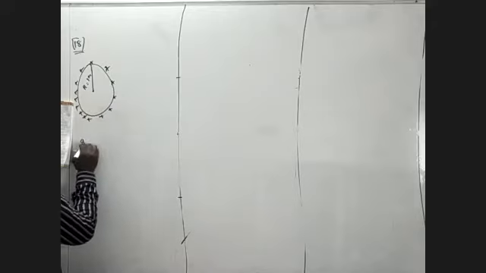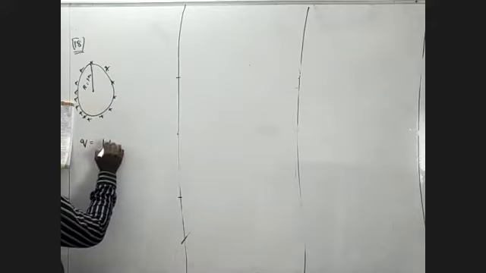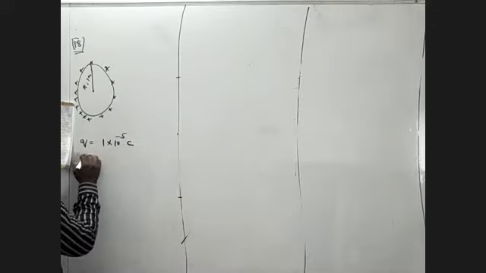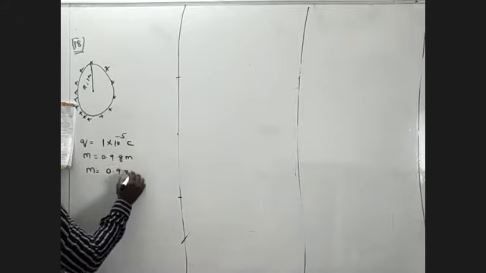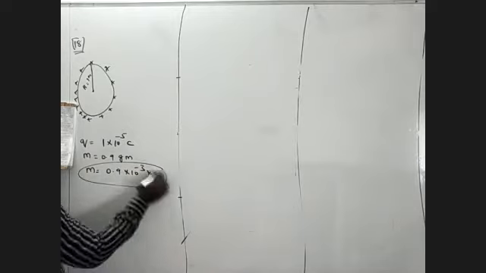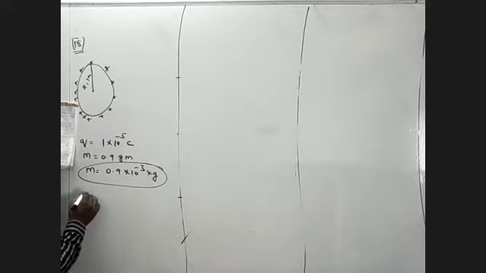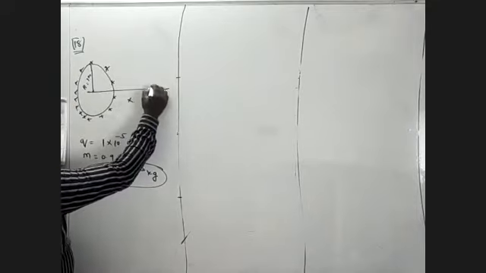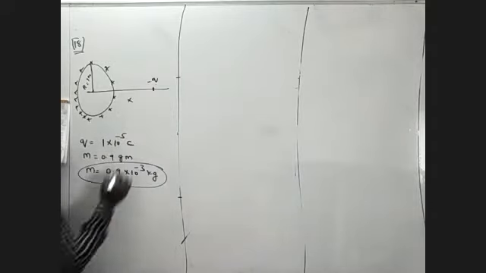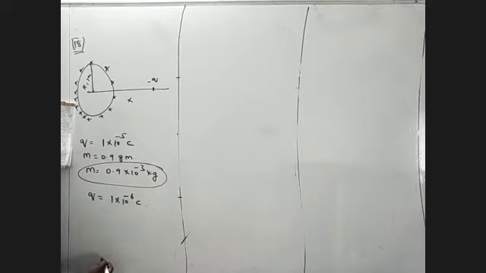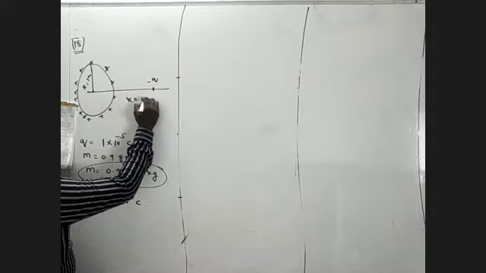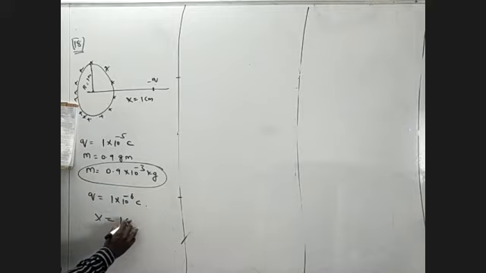The charge is equal to 1 into 10 power of minus 5, and the mass of the particle is 0.9 gram, converted into 0.9 into 10 power of minus 3 kg. A negative charge q is equal to 1 into 10 power of minus 6 is placed on the x-axis at a distance of 1 centimeter from the center. x is equal to 1 centimeter, that is, x is equal to 1 into 10 power of minus 2 meter.